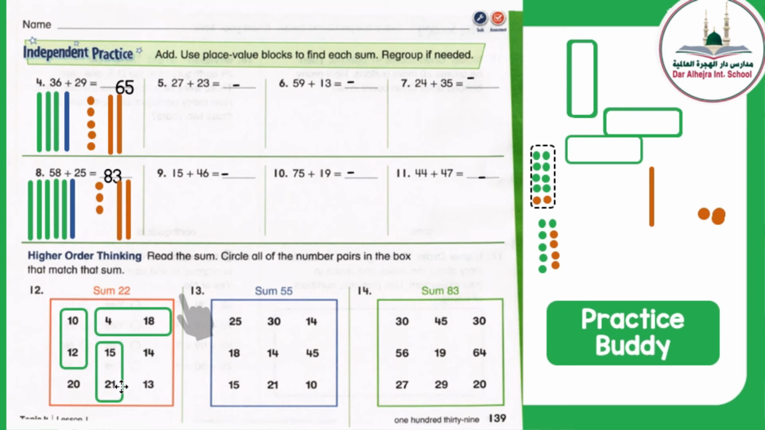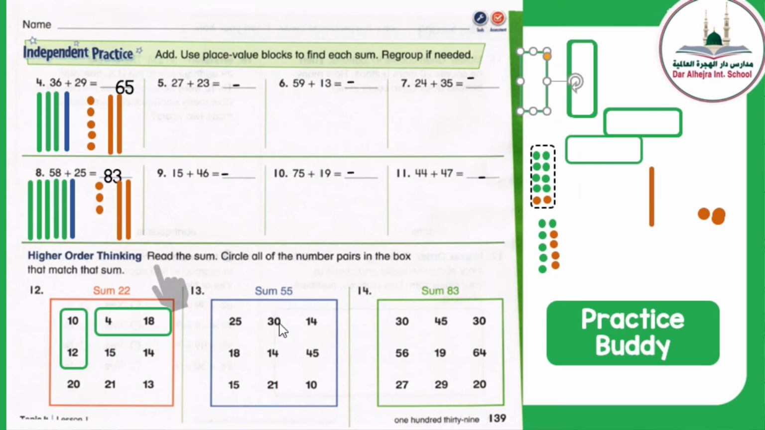Let's check these two. We have checked already this one. Let's check these and these. Let's check this one. 5 and 1 makes 6, and 1 and 2 makes 3. That means the sum will be 36. So this is not what we are looking for. Let's check this one. 14 and 13. 4 and 3 makes 7. 1 and 1 makes 2. That means 27. The sum is not 22, so I'm not going to circle this.